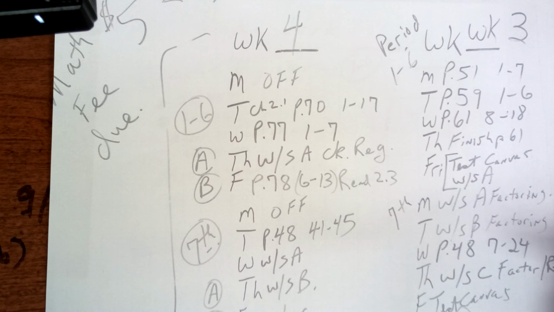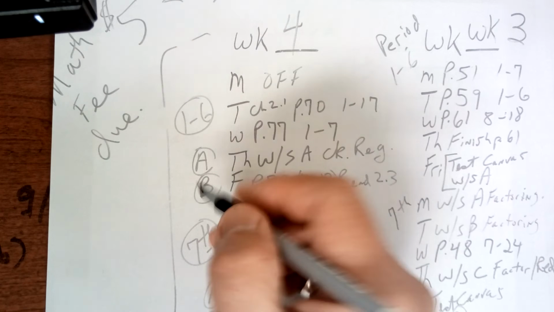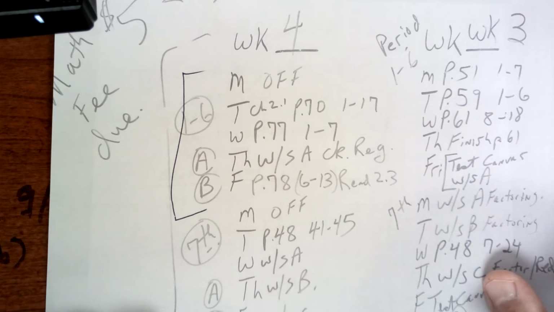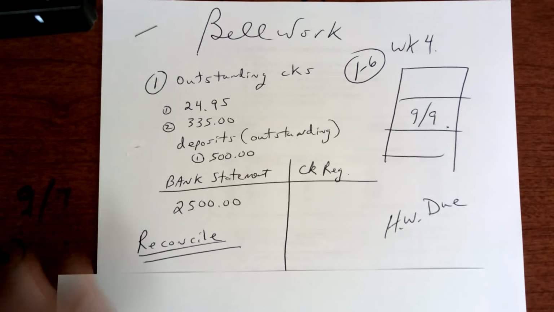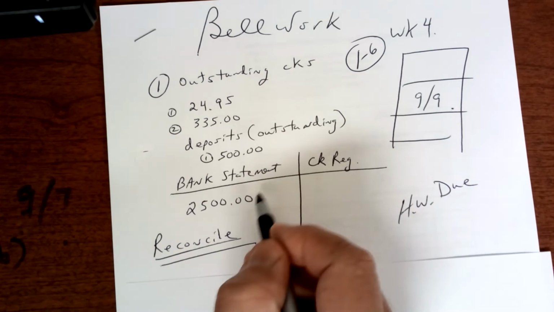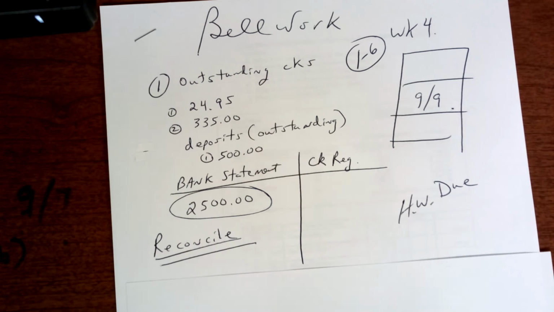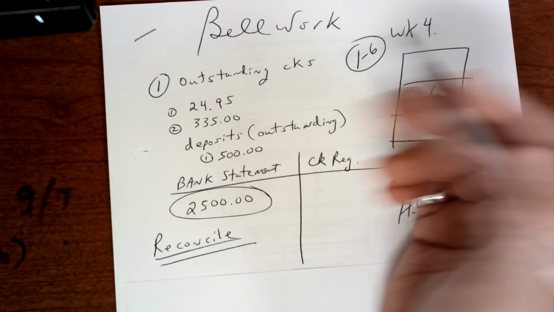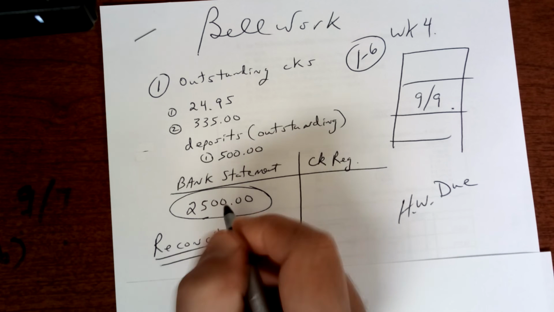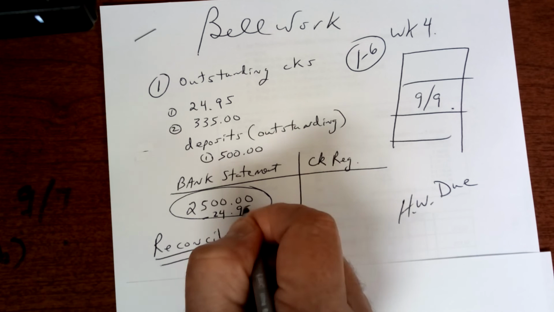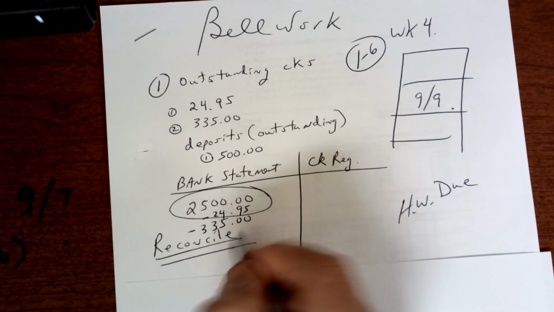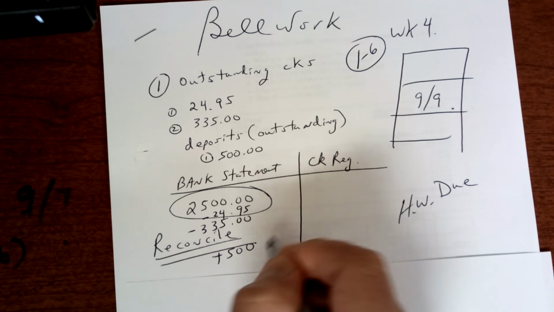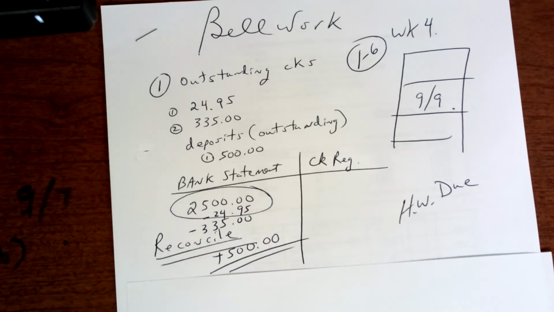Okay, so parents, this right here is financial algebra, and this is 7th period right here. Okay, so there it is. Let's talk about today's work here. Well, here's your bank statement, and then you have some outstanding checks. So you have to subtract $24.95, subtract $3.35, and then you have to add a $500 deposit, and then your bank statement will be reconciled.